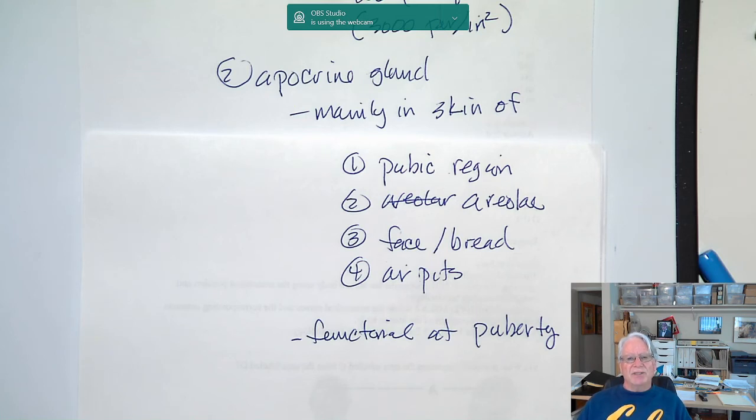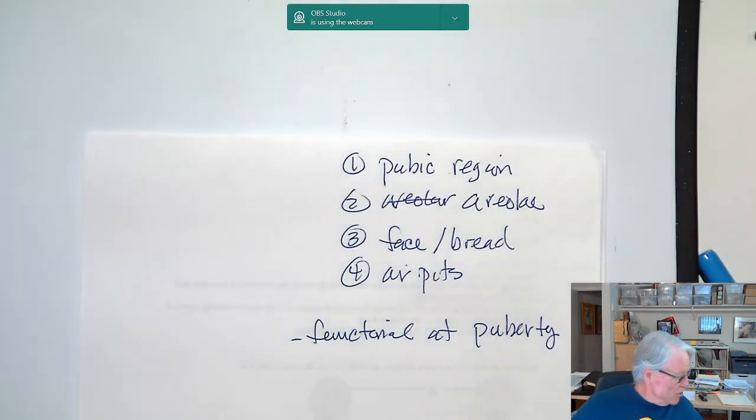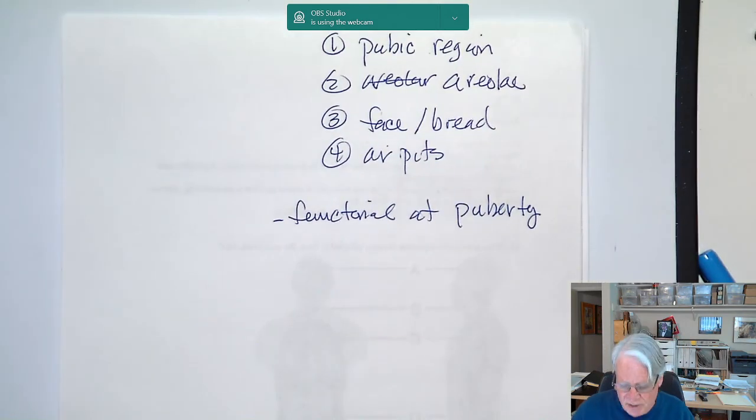So what's happening here is that the sweat that's produced from this gland is slightly different. It's more viscous. It smells a bit more than sweat from the other gland, the eccrine gland. And it has some pheromone qualities to it. So it is connected to our sexuality and the ability to reproduce.